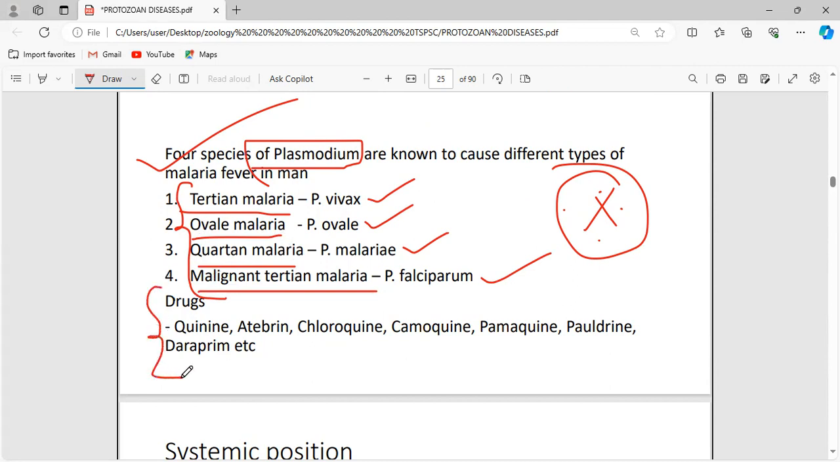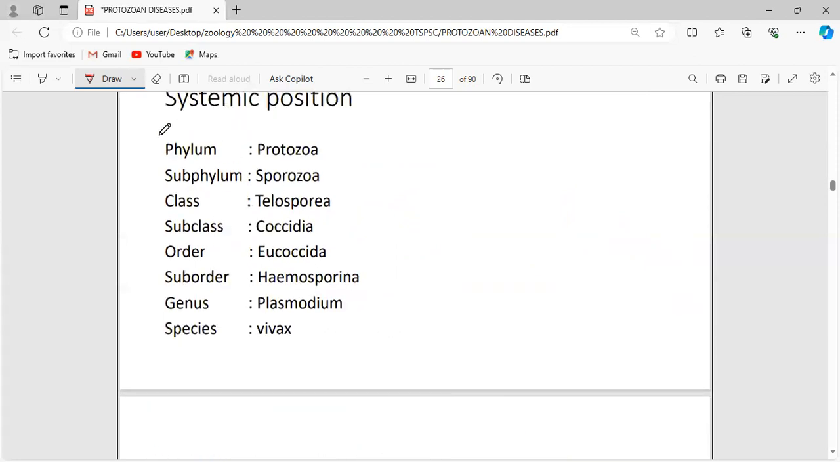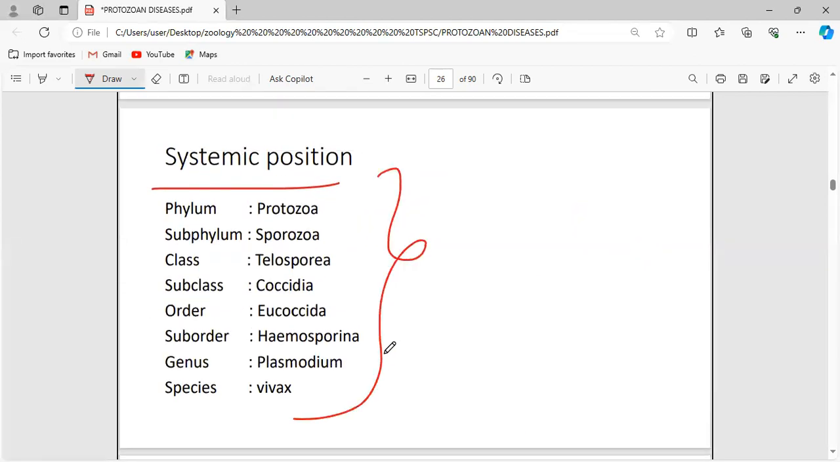And what are all the drugs that can be used against this malaria? Quinine, atabrine, chloroquine, camoquine. Mainly, the drug will end with quin or quinone, like that. Pamaquine, Paludrine, Daraprim. Okay, and this is the systematic position of the malaria. Phylum Protozoa, subphylum Sporozoa, class Telosporea, Coccidia, Eucoccidia, Haemosporidia, genus Plasmodium, and the species is vivax. There are four different species. We know that. In that, we are going to focus here on vivax.